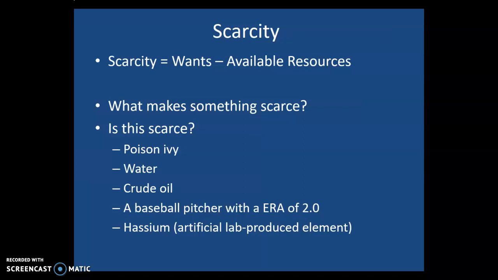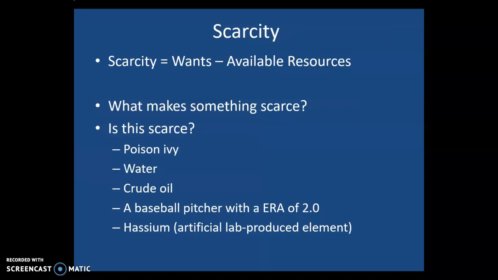Hassium. Is there anyone who would pay money to have some hassium? I would suggest that there is not, other than the possibility of some scientist who wants to recreate an experiment that produced hassium in the first place. But for the average human being, hassium would not be considered a scarce resource because there is no use for it. No one uses hassium for anything. Therefore, it's not scarce, okay?